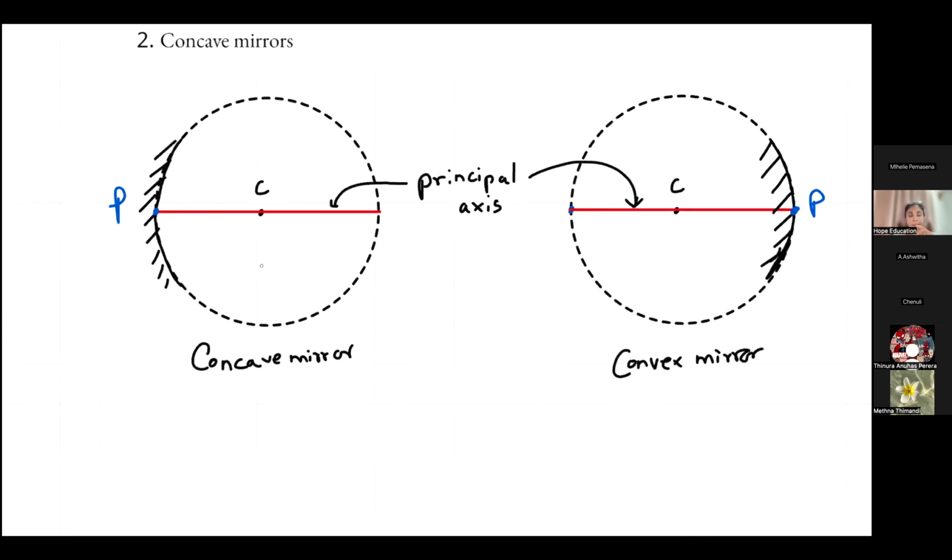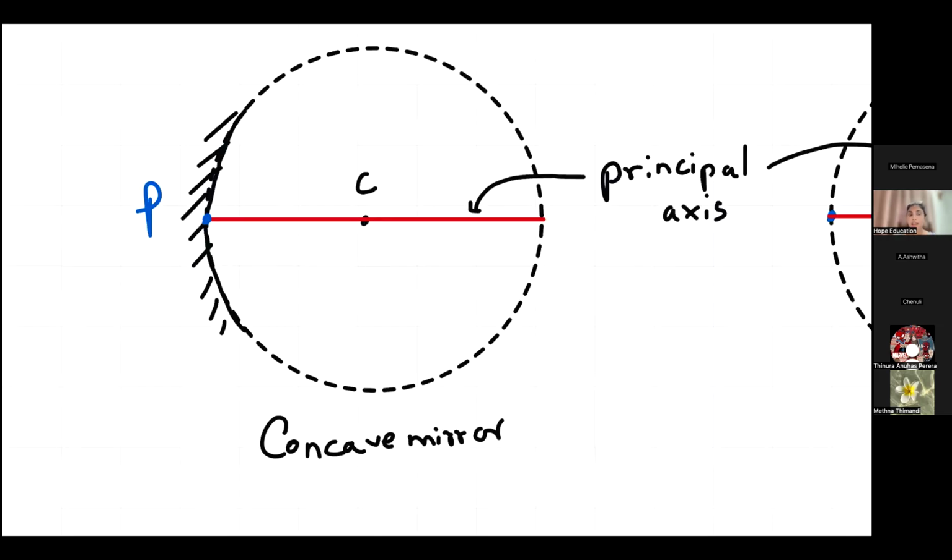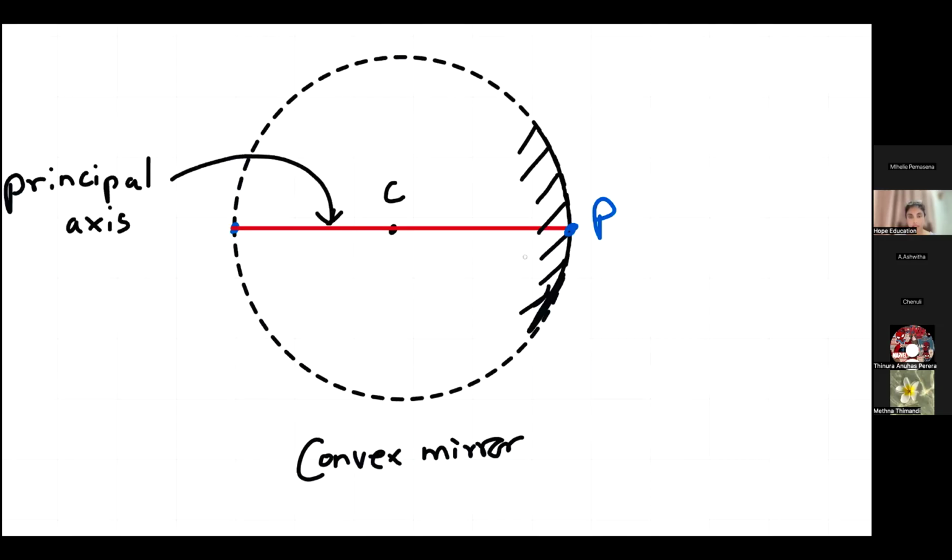Now, I'm going to mark another point, but I won't explain it now. I will explain it later. The exact midpoint between the pole and the center of curvature, I'm going to mark it as F. I will tell you what F is later. Here P is here, C is here. So this is F. I mark it as F.